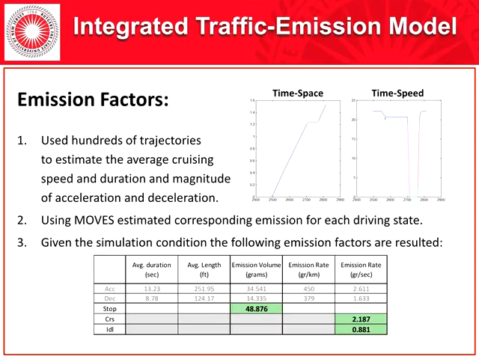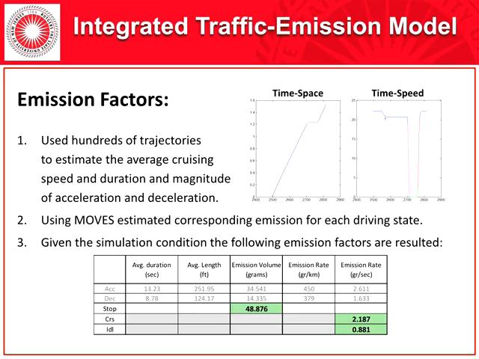If you can see in the figure, we are dividing each trajectory into 4 driving states: acceleration, deceleration, cruising, and idling. Filtering out the outliers of driving states, the second-by-second speed profile of the acceleration and deceleration are taken to the project level of MOVES to calculate the corresponding emission.